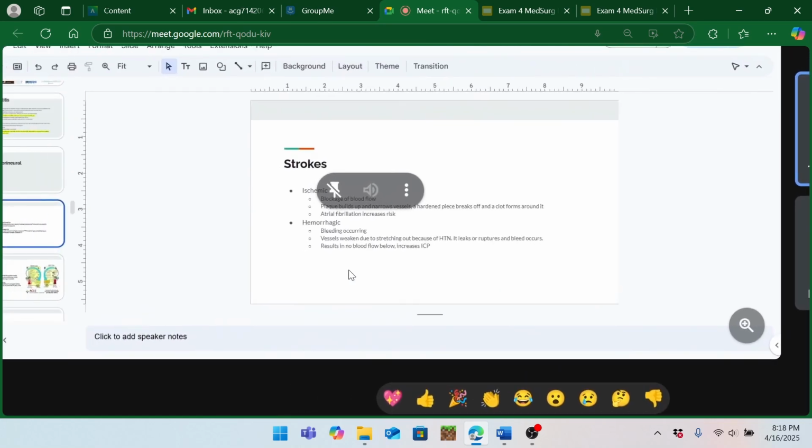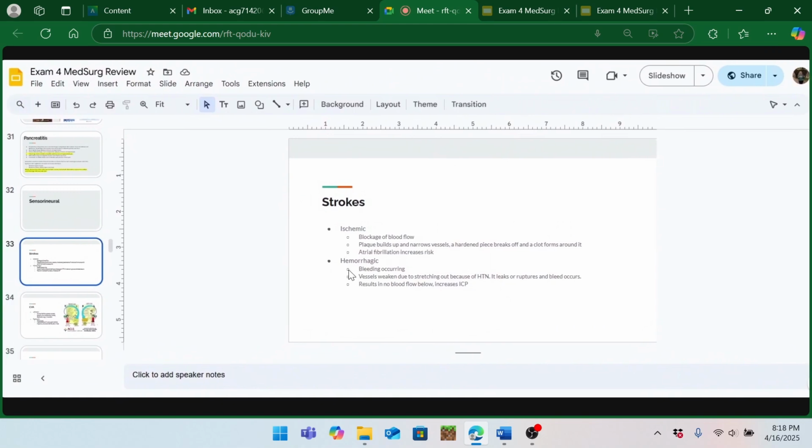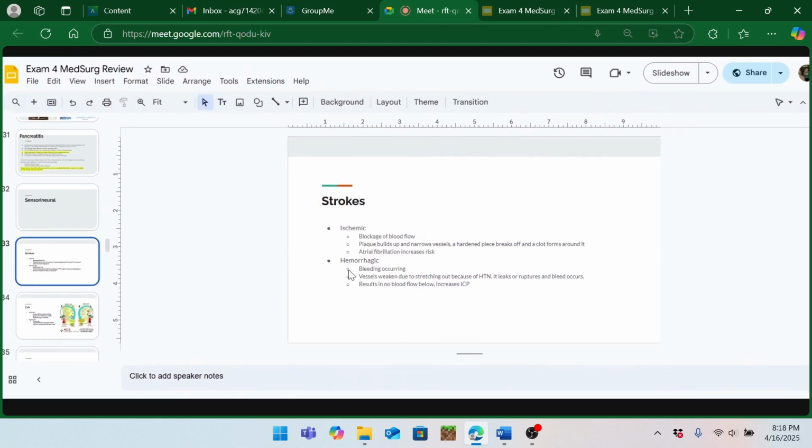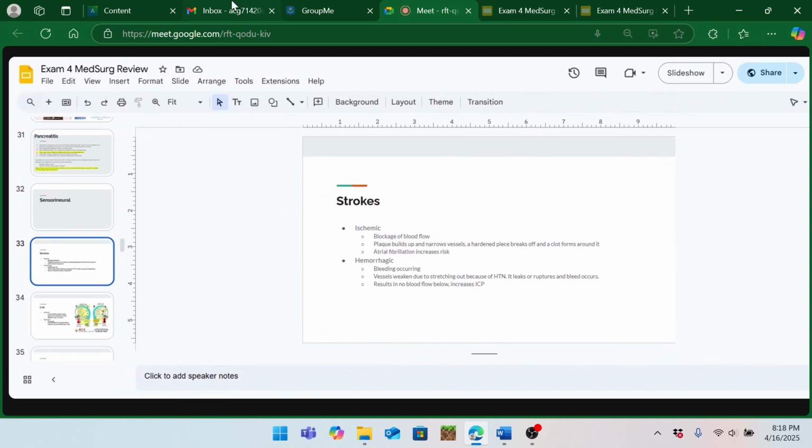It creates clots. These clots pass through the blood vessels basically, and they can create that blockage. And a hemorrhagic is bleeding. This is when the vessels weaken, and hypertension increases the risk because it thins the vessels. Then basically it breaks open, it ruptures, and bleeding occurs. And then again, no blood flow moves beyond that point because it's leaking out. The ICP, you need to monitor in these because of the bleeding.